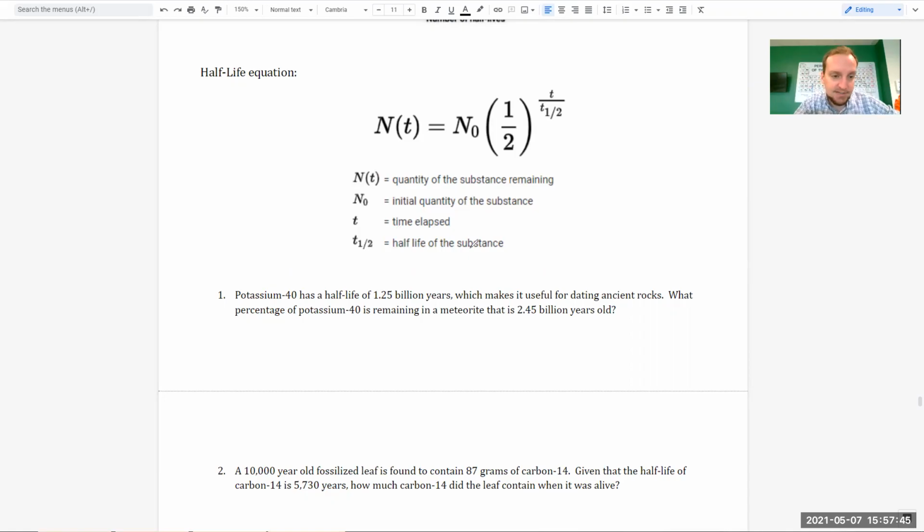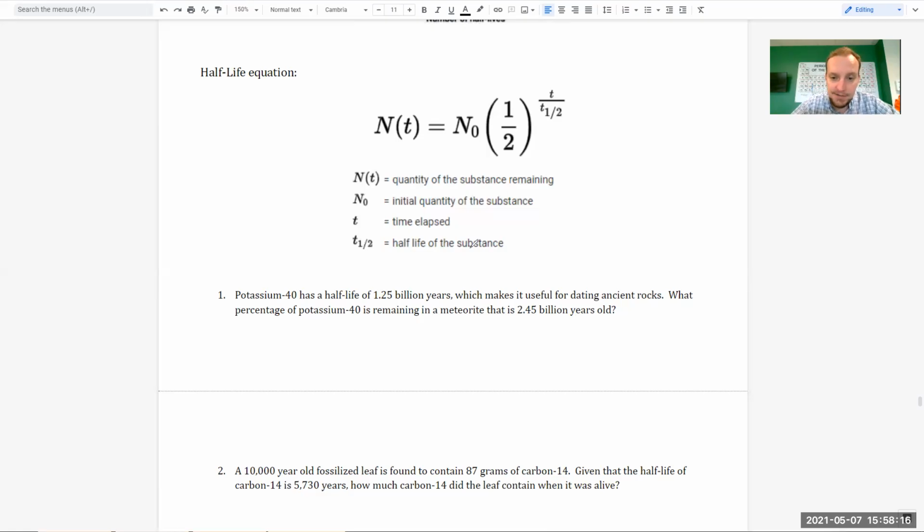Remember, 40 is the mass of potassium because we already know the atomic number of potassium. It has a half-life of 1.25 billion years. That's pretty long, which makes it very useful for dating ancient rocks. Again, carbon 14 with 5,730 years isn't going to be long enough. What percentage of potassium 40 is remaining in a meteorite that is 2.45 billion years old? Okay.